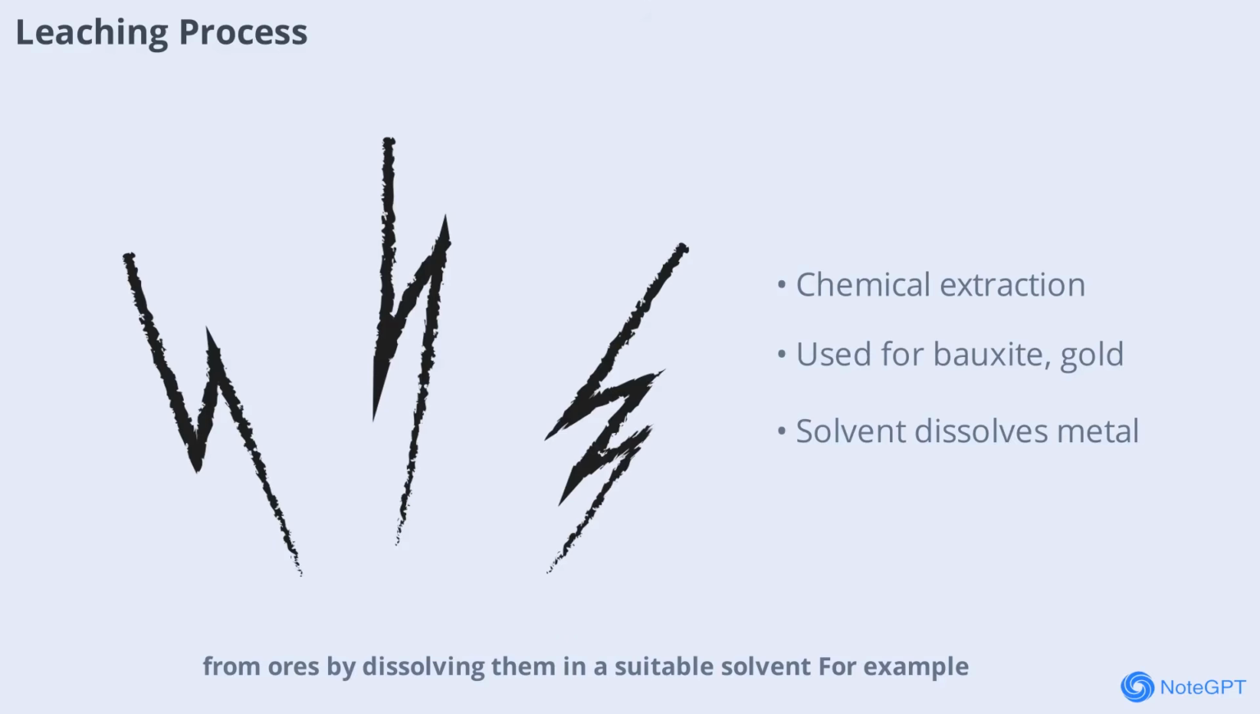suitable solvent. For example, bauxite is leached with sodium hydroxide to extract aluminum. The solution is then processed to recover the metal. Leaching is especially useful for ores that are not amenable to physical separation methods. It's a vital technique in modern metallurgy, particularly for extracting metals like gold and aluminum.